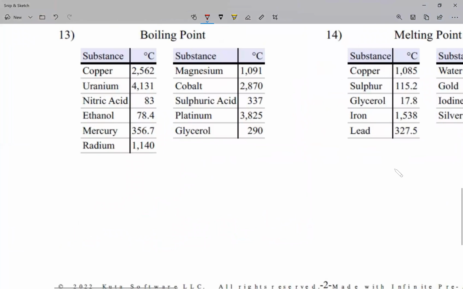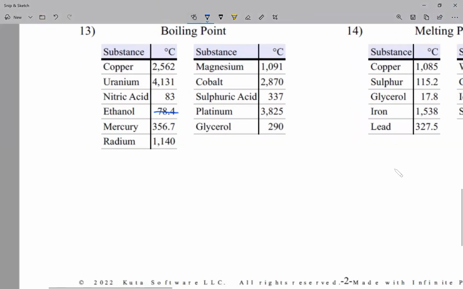The copper boils at 2,562 degrees Celsius. I'm just really interested in the numbers, to be honest. So let's see. The smallest number is 78.4. Remember I said the hard part will be writing the numbers from small to large. So 78.4, that's my smallest number. Let's see, right here, 78.4. And then 83.